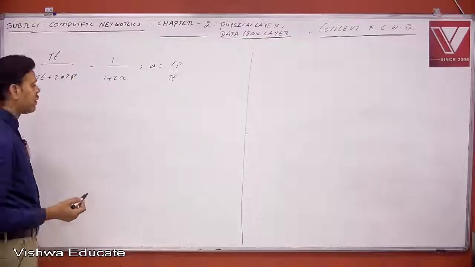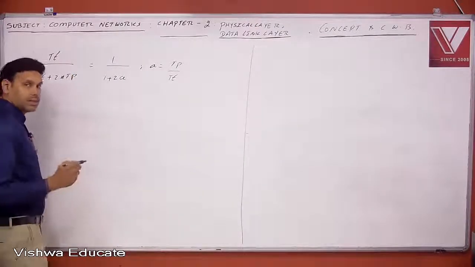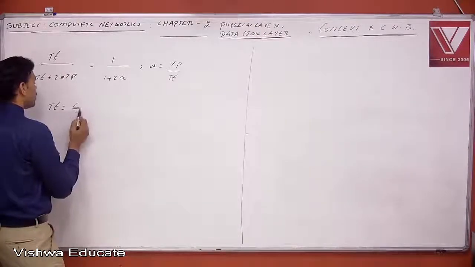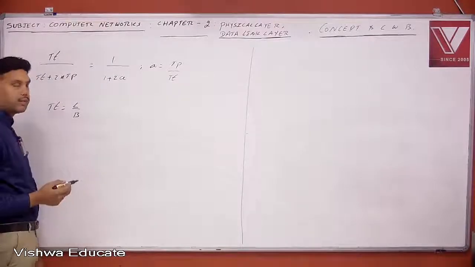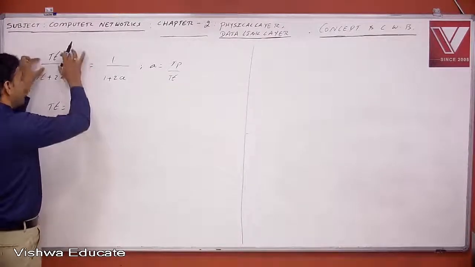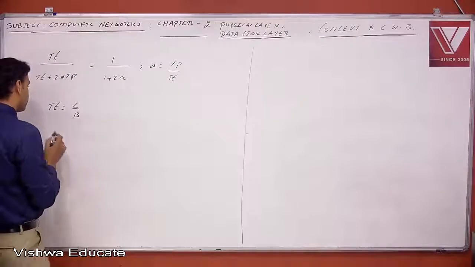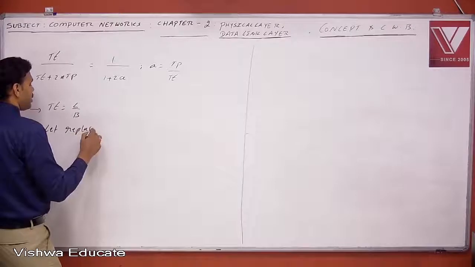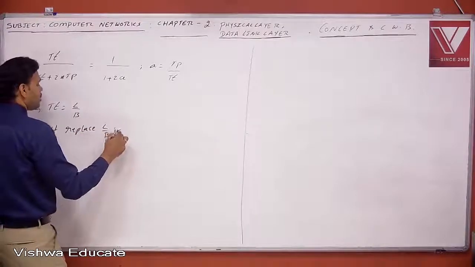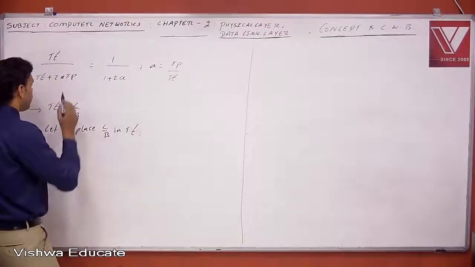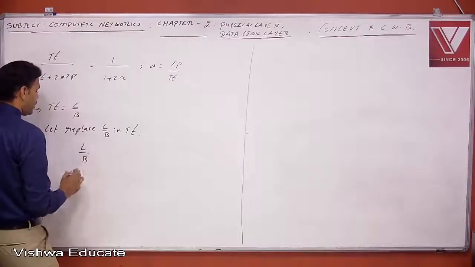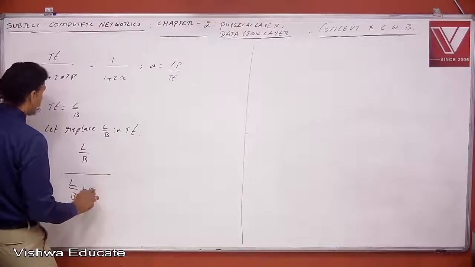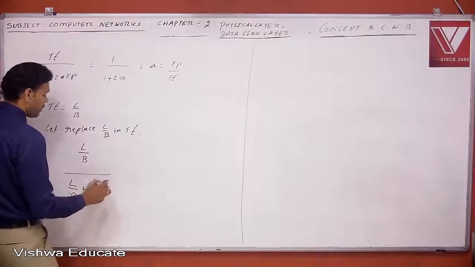Now I can also write it in another style. What is the Tt? L by B, right? Now I am replacing Tt with L by B. Therefore, L by B plus 2 into Tp.